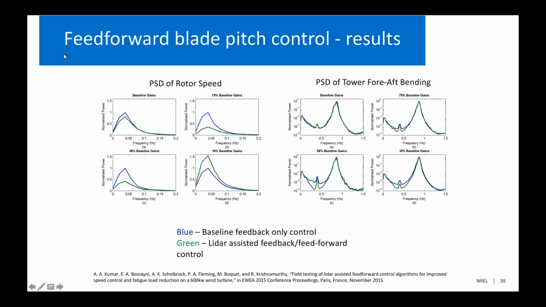In the blue, we have our baseline case where we're only applying feedback control to the wind turbine, and in the green, we have the LiDAR-assisted feedback and feed-forward controller. We can see that as we lower the baseline gains, we get improved rotor speed regulation as the feed-forward controller is taking over control of the rotor speed. But when we detune it all the way down to 10%, the rotor speed was getting less and less regulated, as we do need some of the feedback controller to control the rotor speed of the wind turbine. On the right half, we have the tower 4F bending, and we can see that by detuning the baseline feedback controller, we do see a decrease in the loads experienced in the tower 4F bending.